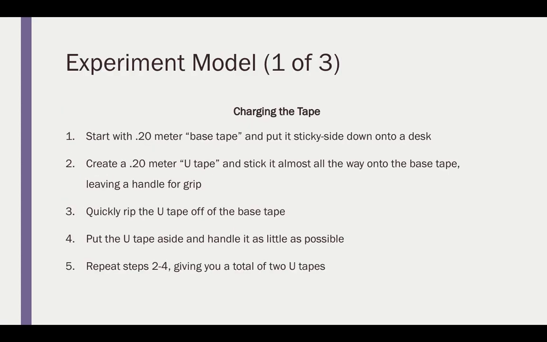For the first part of the experiment, I wanted to charge the tape. To do this, I started with a 20 centimeter base tape, and I put it sticky side down onto a desk. Then, with another 20 centimeter piece of tape, I stuck it almost all the way down onto the base tape and I left a small handle for grip. Then I quickly ripped the U-tape off of the base tape. I put the U-tape aside and I handled it as little as possible. And then after repeating steps 2 through 4, I had a total of 2 U-tapes.